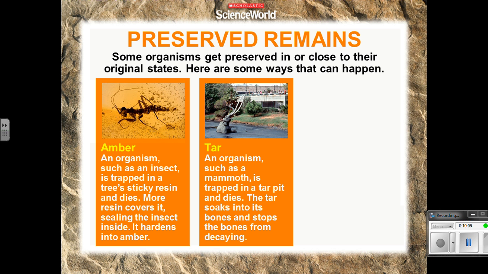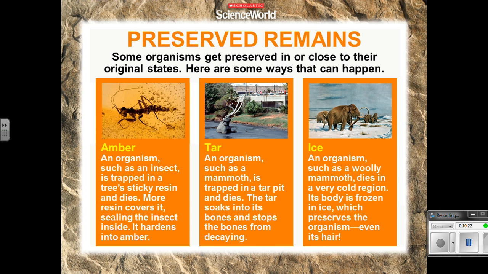Then you have tar, and this is where an organism like a mammoth is trapped in a tar pit and then it dies. The tar will soak into the bones and stop the bones from decaying, so it's another way of preserving the organism. And lastly, there's ice, and even the woolly mammoth would die in very cold regions, and its body is then frozen in ice. And we all know that when we put things in the refrigerator or the freezer, it's to preserve our food. And in these cases, this is extremely cold, so it preserves the organism, and it even preserves the hair, which is important because now we have even more information about the organism.